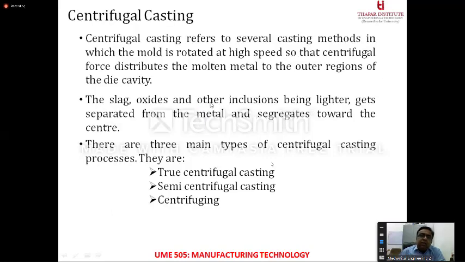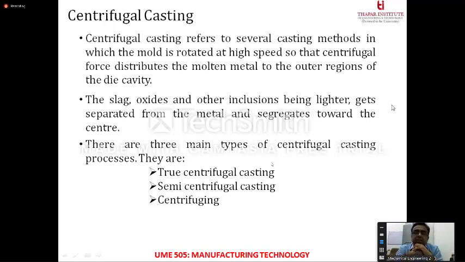So next, what I want to discuss is the process of centrifugal casting. Now, what is centrifugal casting? Centrifugal casting is basically a combination of different methods of casting, which uses centrifugal force to distribute the molten metal to the outer regions of the die cavity. If you are trying to make something of a hollow nature, like a hollow pipe or small hollow parts like this hollow washer, then you can utilize centrifugal casting to create the casting.